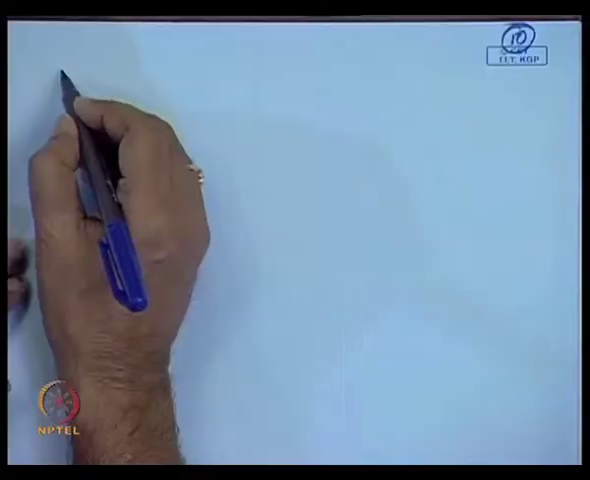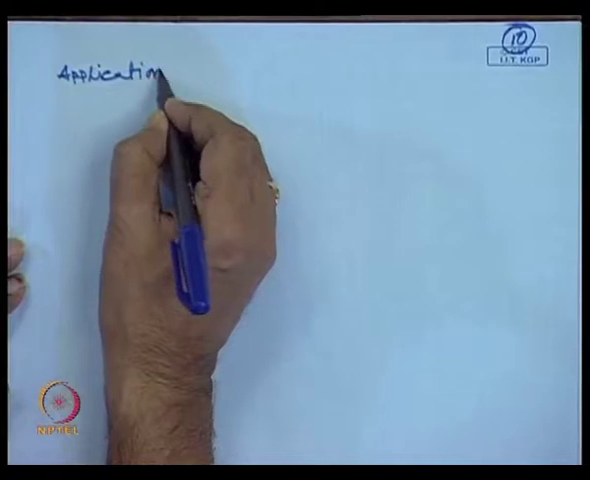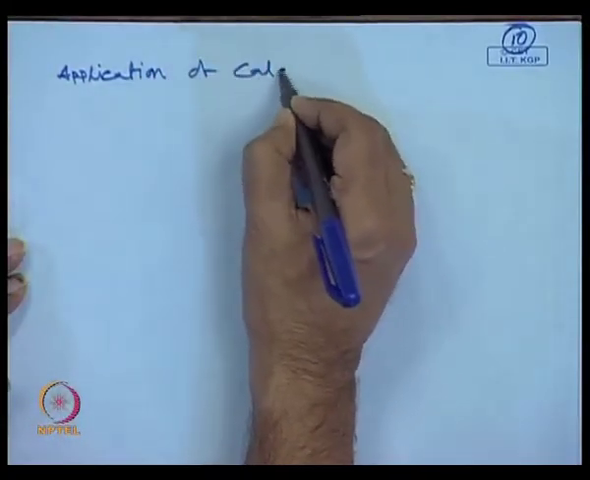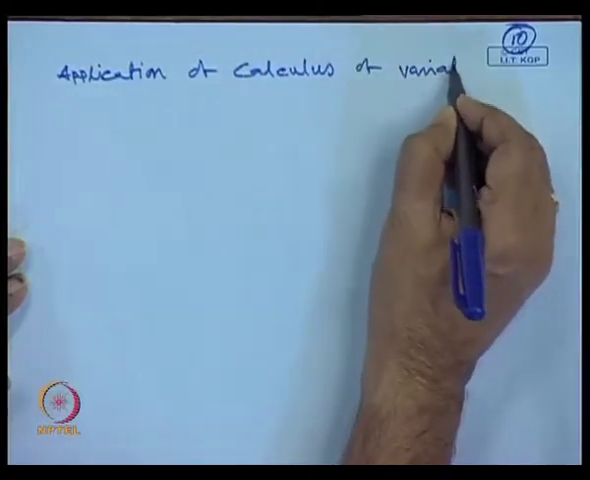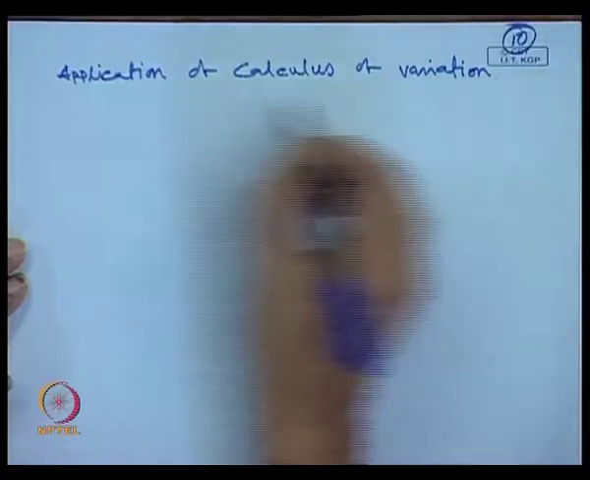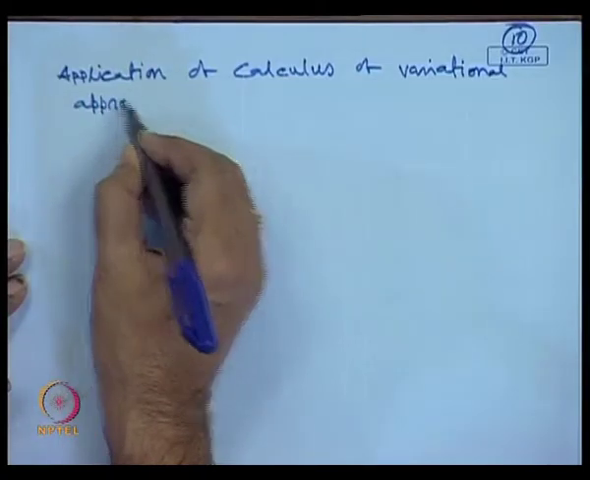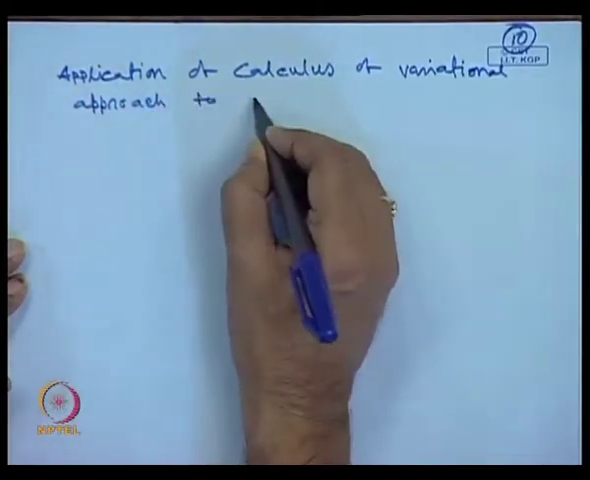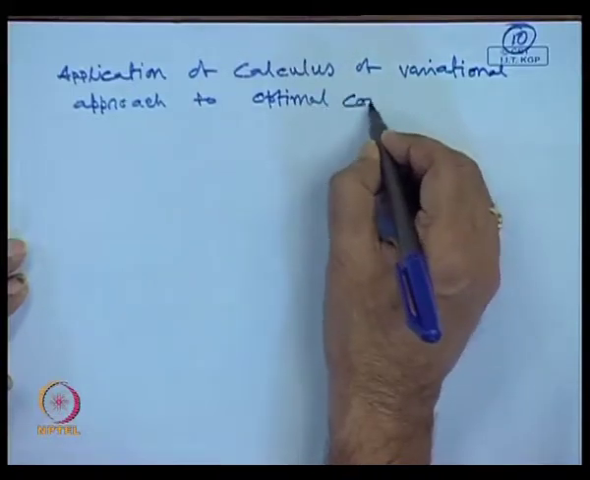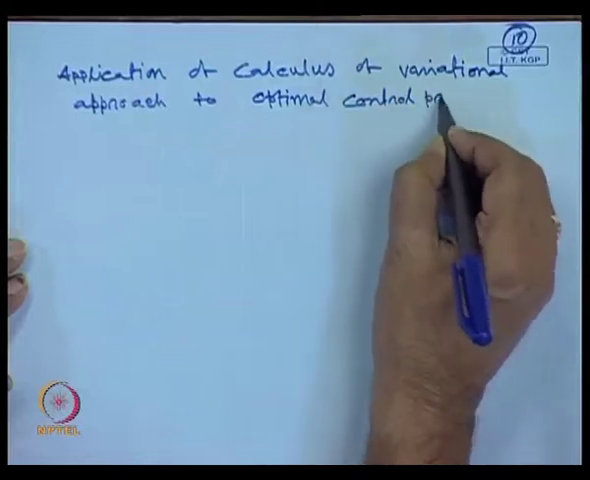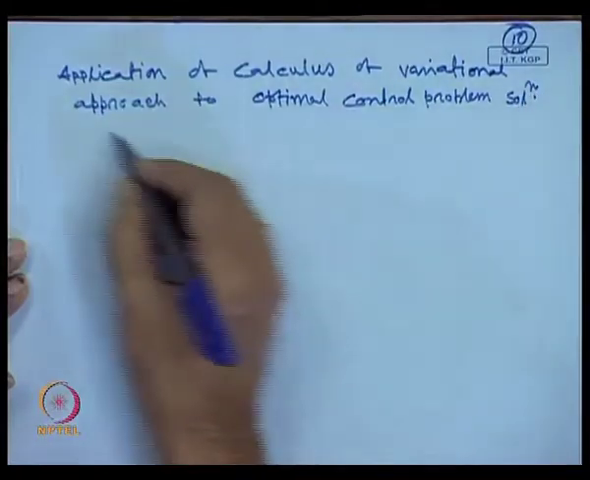So, now the application of the calculus of variation approach to the optimal control problem solution. So, that is our problem.